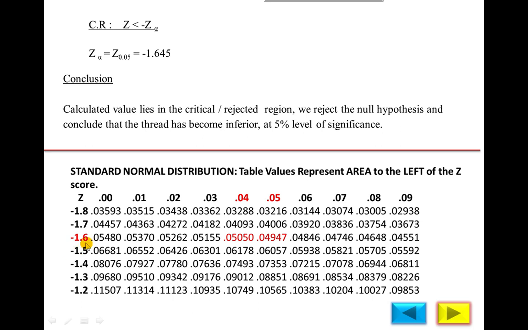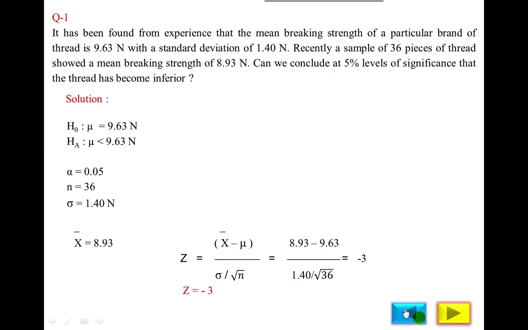Middle of minus 1.64 and minus 1.65 will be equal to this, or you can take the average. So minus 3 lies on the left-hand side, because minus 3 is less than minus 1.645, so it lies in the rejected region. So the calculated value lies in the rejected region. We reject the null hypothesis and conclude that the thread has become inferior at the 5% level of significance. Because rejecting the null hypothesis means the alternate is correct. Alternate correct means the thread has become inferior.